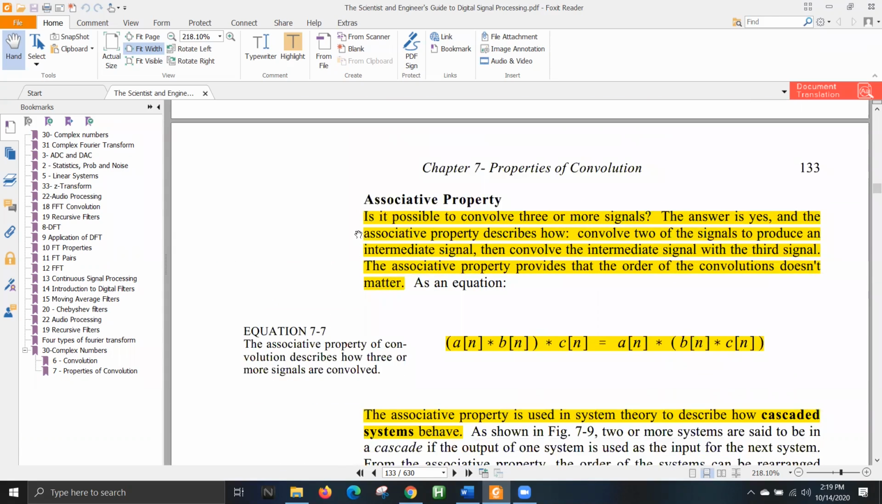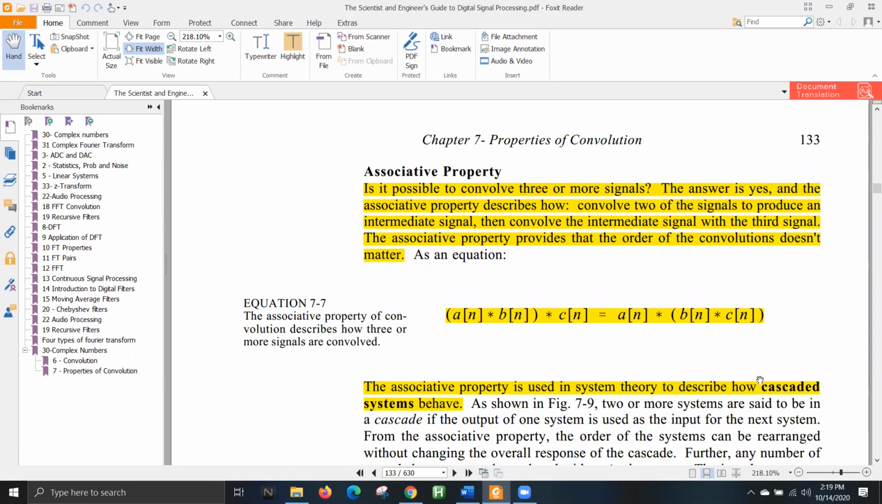And convolution also has the associative property, and this associative property is actually useful in describing how cascaded systems behave. We had already talked about what cascaded systems are. That means you chain together one system after another. Then how will their behavior be like? So that is actually defined by the associative property.